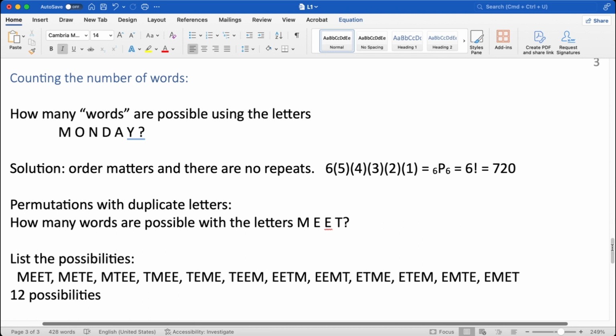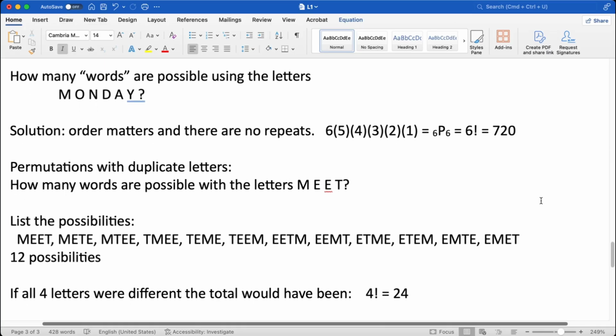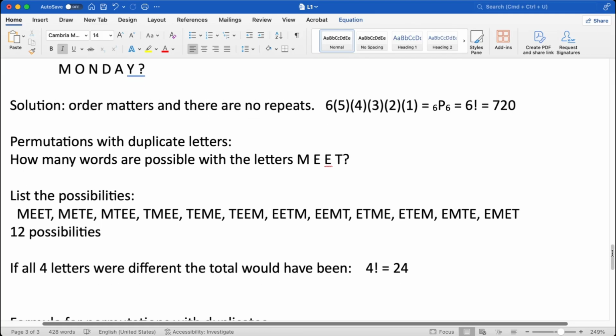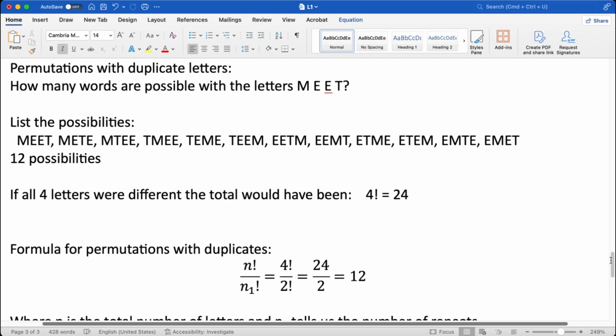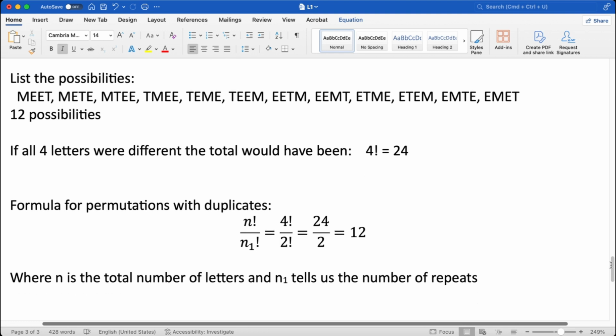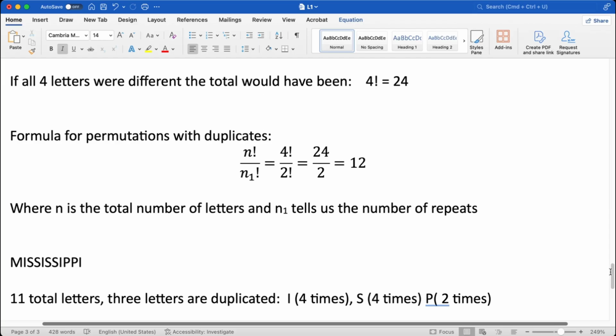So when we have a situation where there are duplicates, we have to divide by the repeated object. If all 4 letters were different, the total would have been 4 factorial, which is 24. But because of the repeated E, we divide out by 2 factorial, which is just 2 times 1, 2, and we're left with 12 possibilities. In general, when you're counting permutations with duplicates, you have to divide for each duplicated letter.